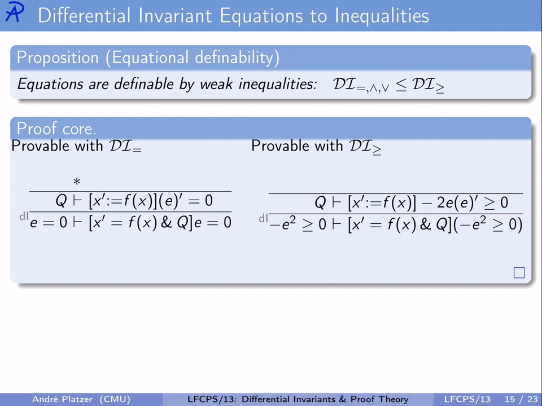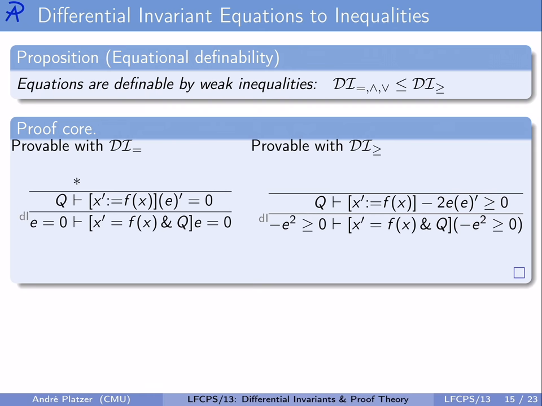How do we do that? Well, apparently according to this, we have a proof that after we put f of x into x prime by an assignment, e prime is zero. We are in a state where we've just put f of x into x prime. And since within the evolution domain constraint Q, which we have readily available on both sides, e prime equals zero is provable, then of course minus 2e times e prime greater or equal to zero is also provable, because e prime equal zero is already provable.